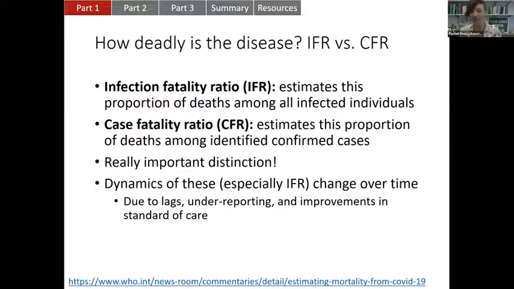So the infection fatality ratio is across all infected individuals, whether those infections were tested and confirmed or not. Whereas the case fatality ratio is just out of those that we know were confirmed to be infected with COVID-19 through whatever type of diagnostic testing. So this is a really important distinction. And the dynamics of these, and especially of that infection fatality ratio, can really change over time due to lags in testing, lags in processing samples, lags in reporting samples, underreporting of fatalities, but also due to improvements in the standard of care, right? So one reason why either the infection fatality ratio or the case fatality ratio might improve through time is if we are getting a better handle on how to treat patients and how to recognize symptoms and keep people alive.